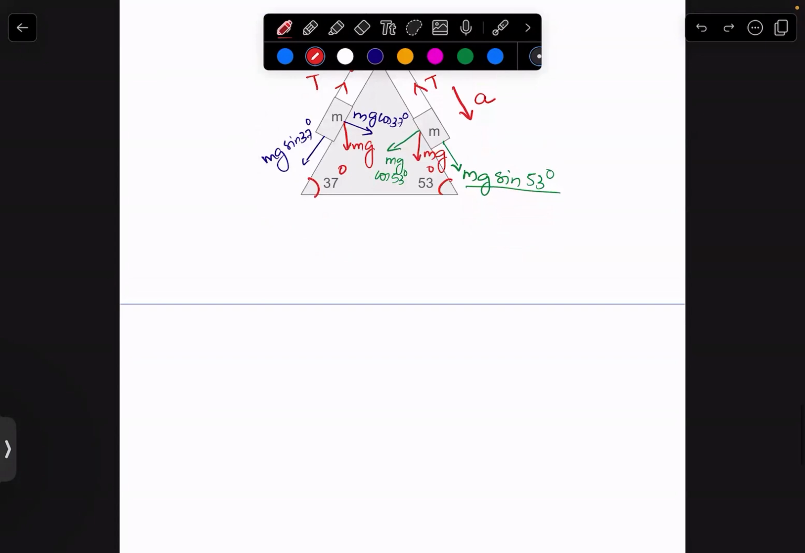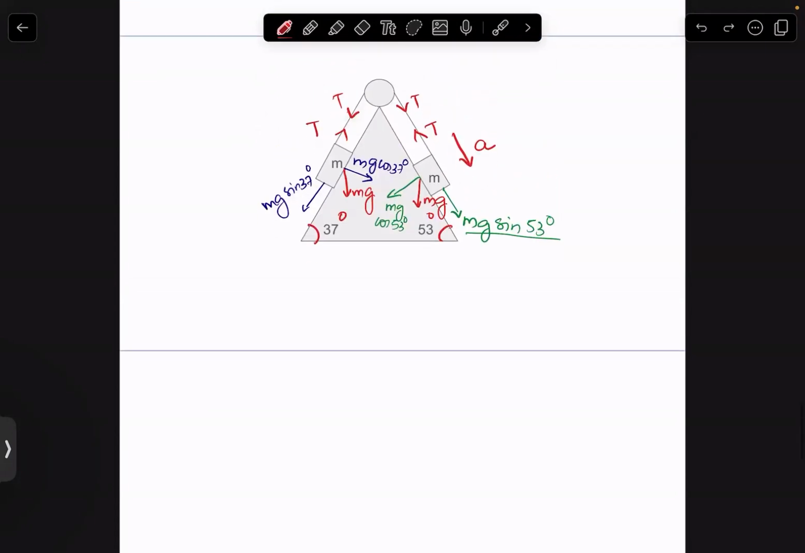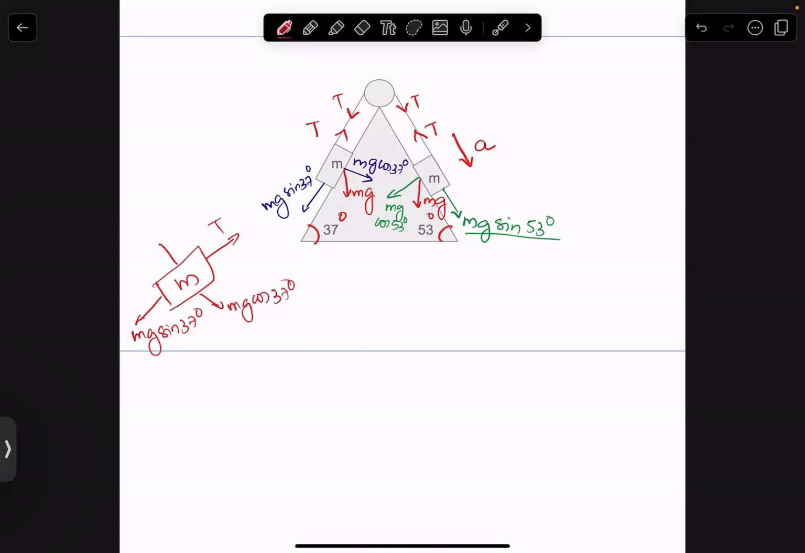You can draw a free body diagram of both these blocks. So this is one block M. If you want, I can draw it on the inclined plane itself. So this is the block M. This is mg sine 37 degree. And this is T. And this mg cos 37 and the normal reaction will balance each other out. Why? Because there is no movement of this block along the direction perpendicular to the plane.